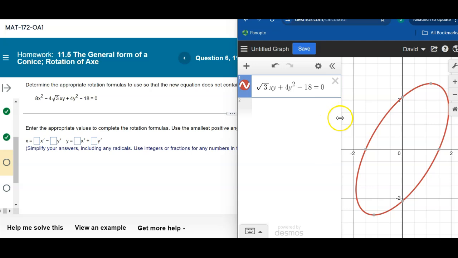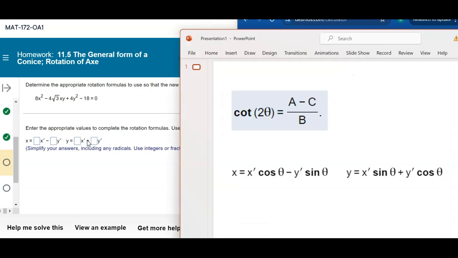Plugging in, I've got the whole thing graphed right here. You can see we've got an ellipse and it's been rotated. So our goal here is to figure out how we can get it back to the same ellipse, but horizontal or vertical, like we're used to before this section. Again, we need this formula.